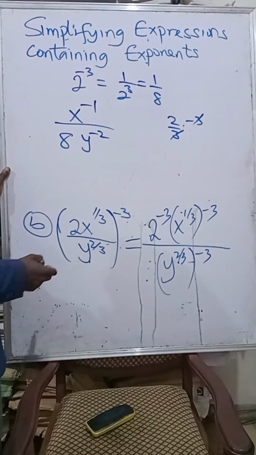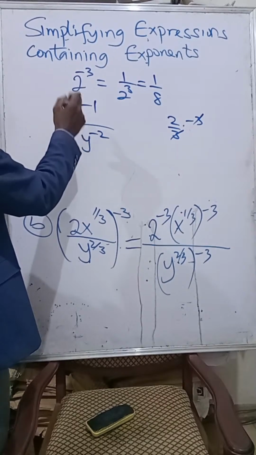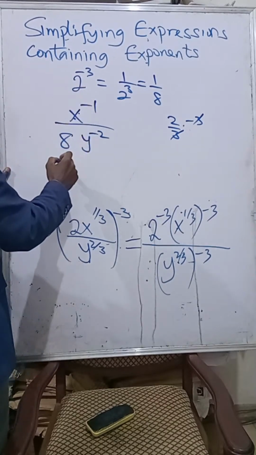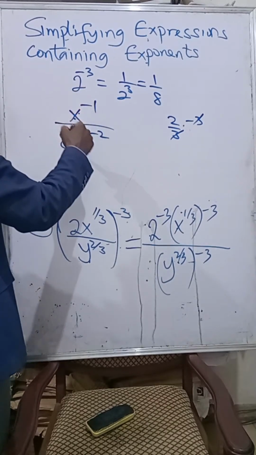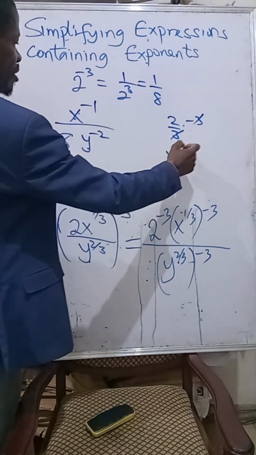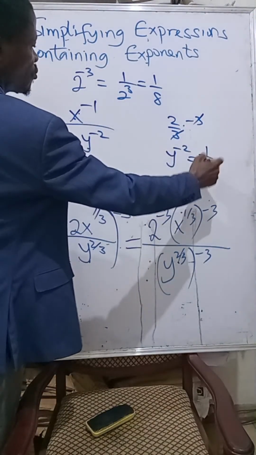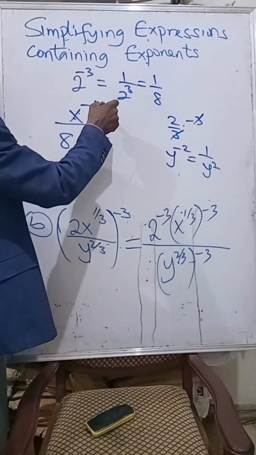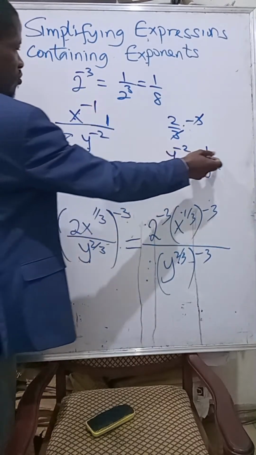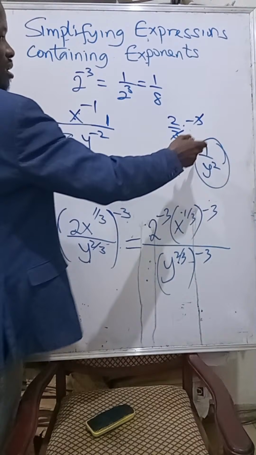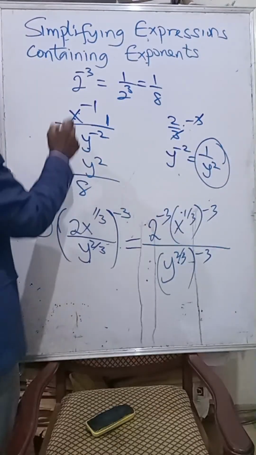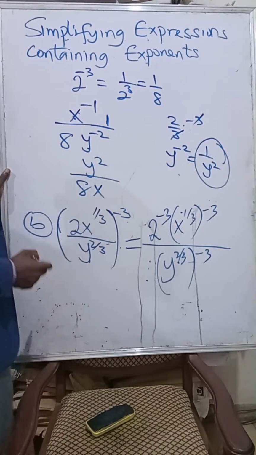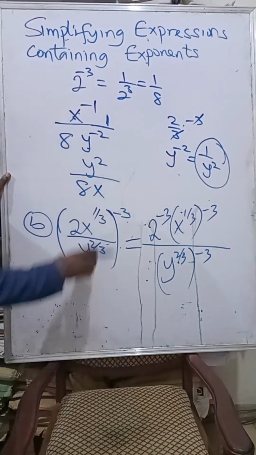Okay. This one also will go down. So we're going to have, and this one will go up. Don't forget that y minus 2 is 1 over y squared. And there is 1 here. So when you reciprocate this one, that will be y squared over 8. This will come down also. So that's the answer for that one.